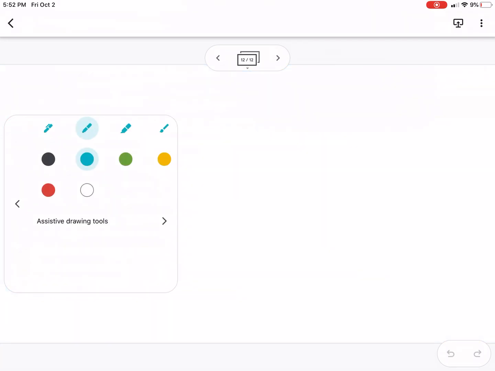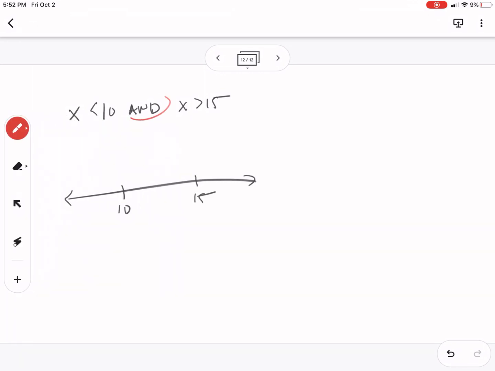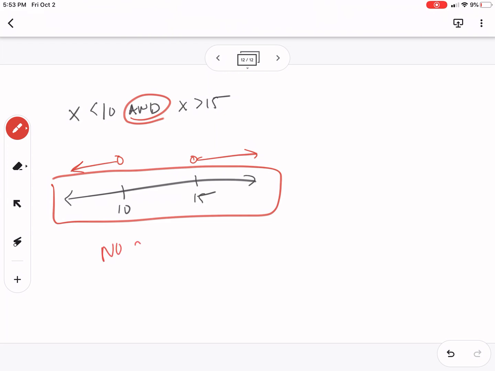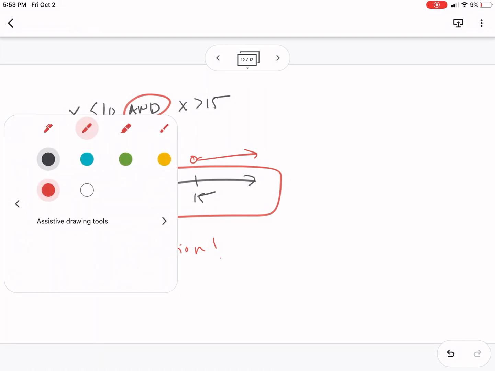Another thing that we covered is make sure to do your number lines when you get your answers. So let's say we get an answer, x is less than 10 and x is greater than 15. When you do your number line, if it's an and, you want to graph them separately and see where they intersect. So less than 10 would look like this. Greater than 15 would look like this. This is an and, so you want to check where they intersect. If they don't intersect, then you'll end up with an empty number line. And an empty number line means you have no solution.